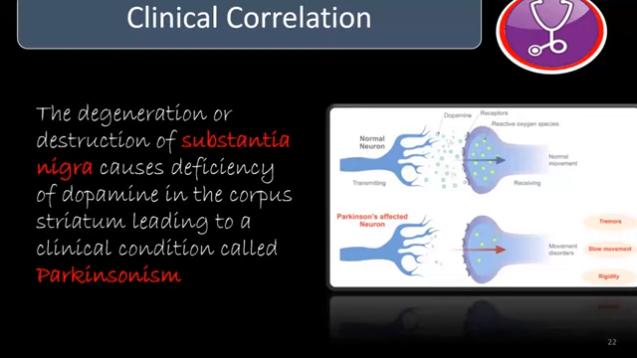We will start our discussion on clinical correlates on midbrain by looking at the degeneration or destruction of substantia nigra. When this happens, it causes deficiency of dopamine in the basal ganglia, that is the corpus striatum of basal ganglia, and this will lead to clinical conditions such as Parkinsonism.